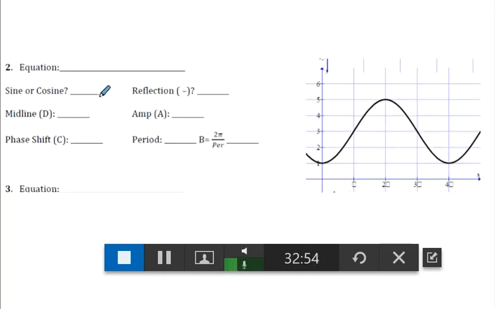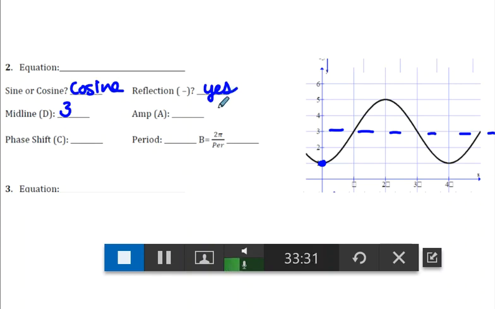All right, for number 2, you guys said you should pick cosine? Okay. Where was your start point then? At 0. Okay. All right. So Johnny, where's your midline for number 2? 3. At 3, right here. Reflection. Very good. Thank you.